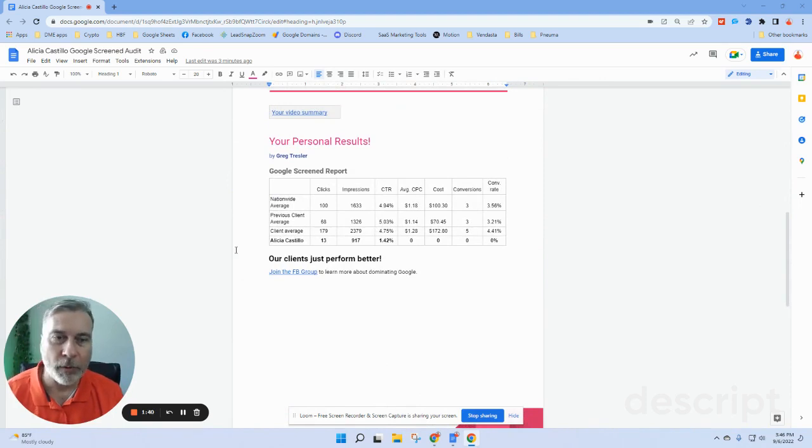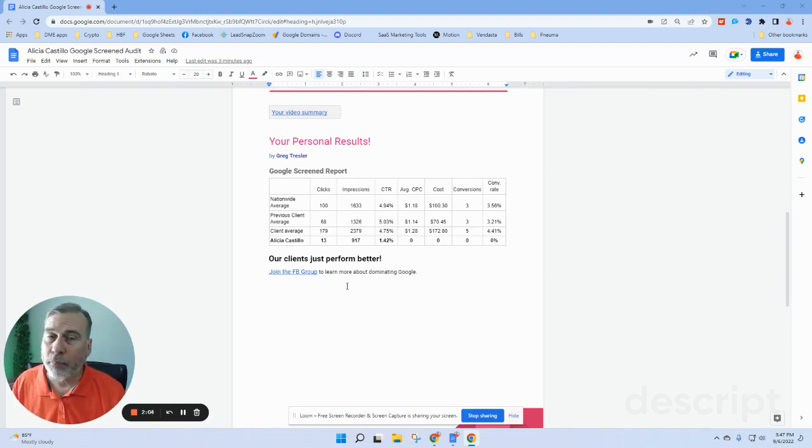So in this case, I want to walk you through this table. I'm not going to read it to you, but I want you to understand what it is. When you set up your Google Screened, that's a local service ad. Well, there's still Google ad data being collected. And when you're an agency like ours and you're managing dozens and dozens of clients, then we're able to aggregate those results and get some great averages.